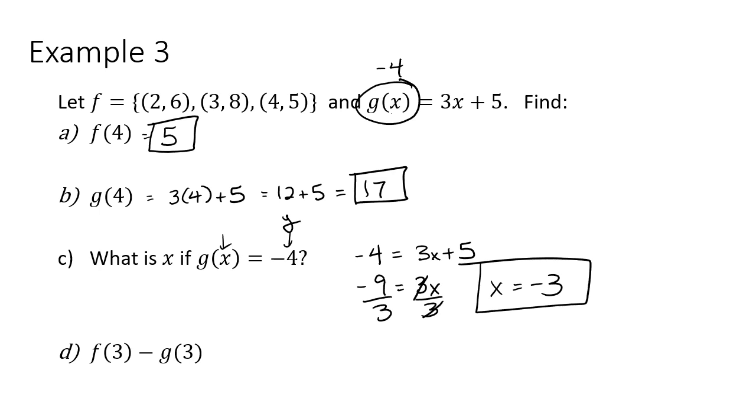And then last but not least, in part D, we've got a combination of the two, but you still just evaluate each one individually. f of 3 minus g of 3. So let's start with the f of 3. This is just like part A. So f takes an input of 3 and turns it into an output of 8. This is going to be minus g of 3. Let's work that out. So for g of 3, I plug in 3 for x.